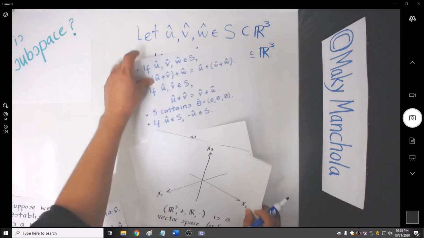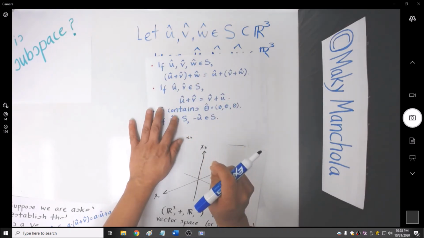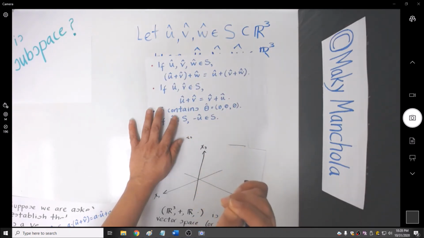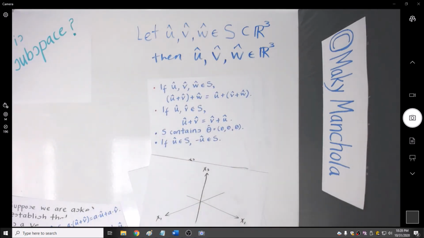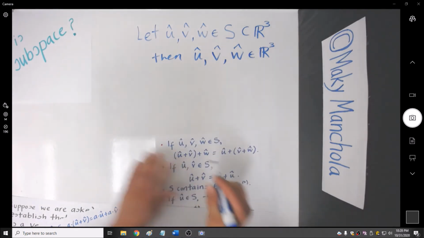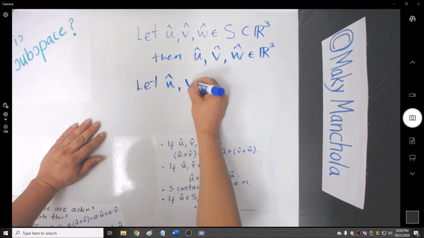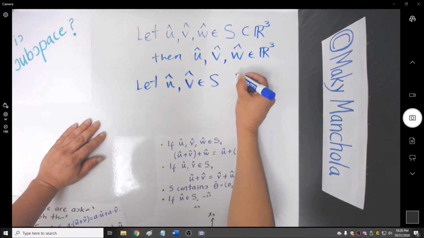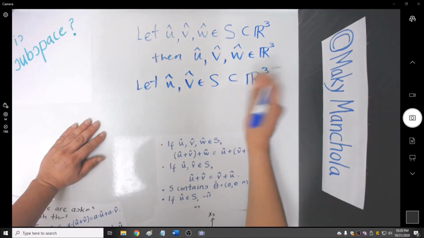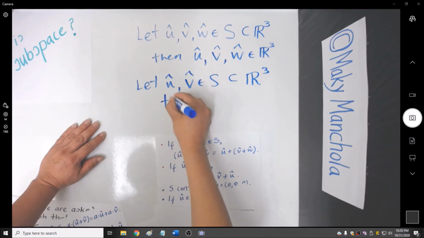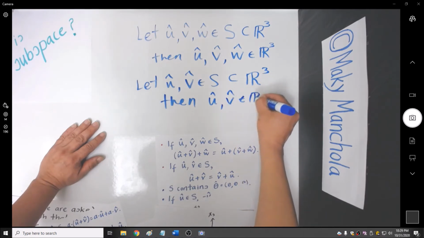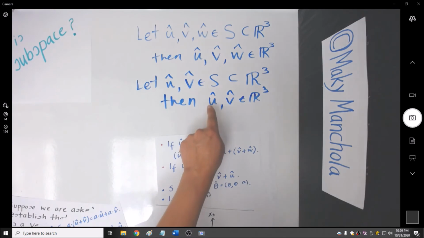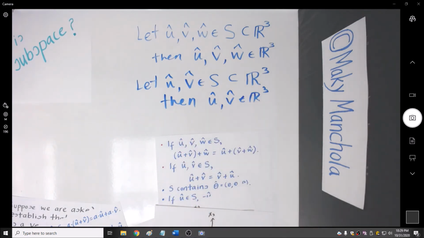In verifying our associative property, we'll just appeal to the fact that we already know that property to be true in the vector space R3. Similarly, for the commutative property, if I let U, V be elements in S, but S is a proper subset of R3, or merely a subset of R3, then immediately U, V are elements in R3. So I then get that the commutative property holds because it is a property of the vector space R3.